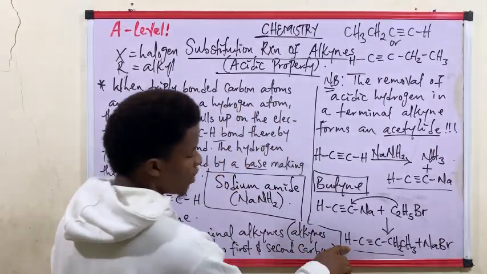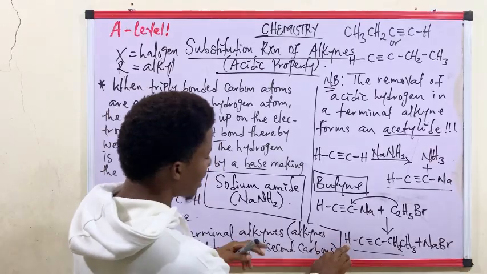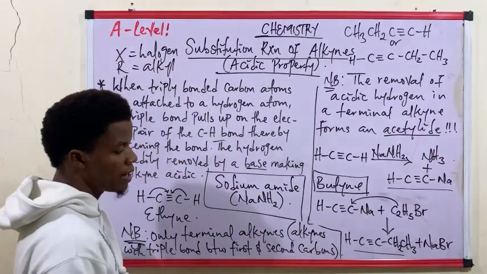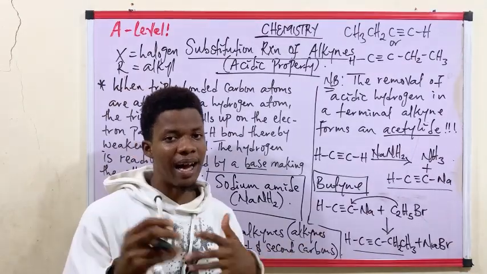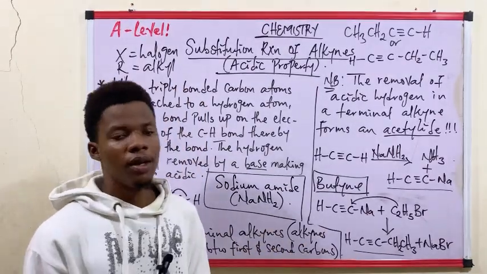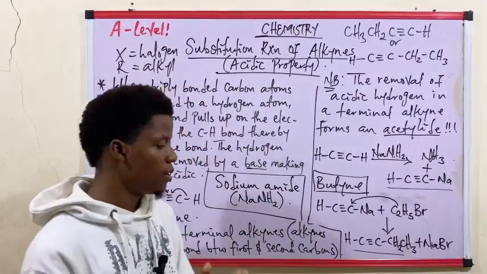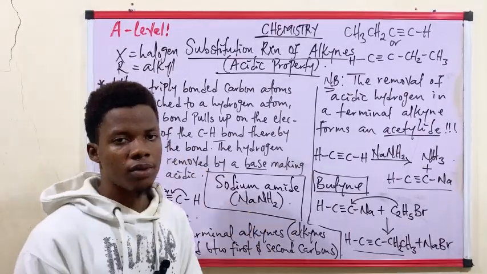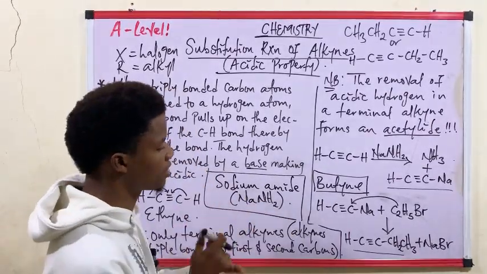Sodium will come here, and then this hydrogen combines with this NH2 to give us our ammonia. All right. Then you can still use that same one to generate a higher member of the alkyne again. That will also be your choice. But this is the basic concept. This is the basic concept you need to know.